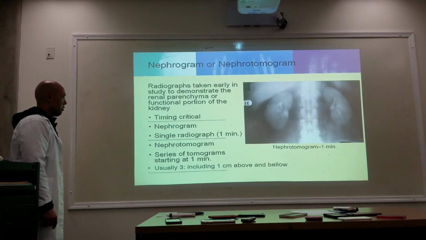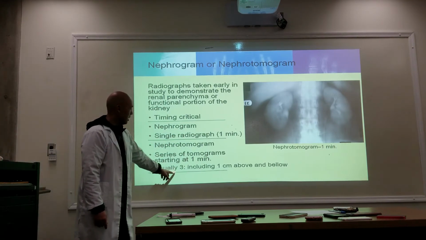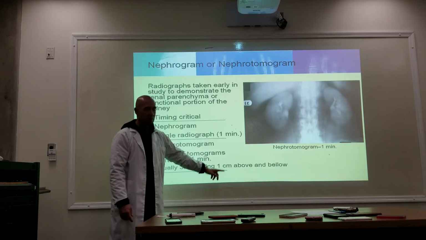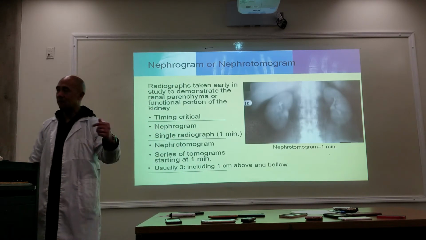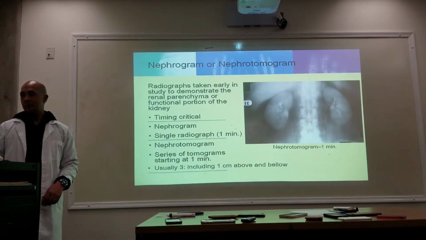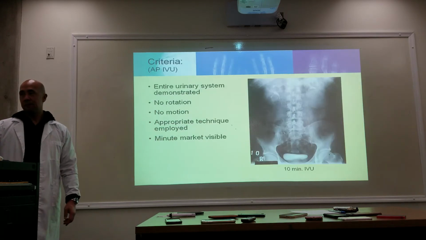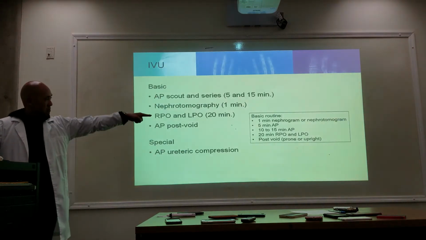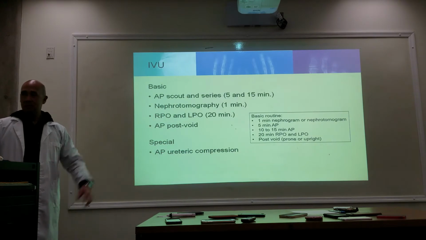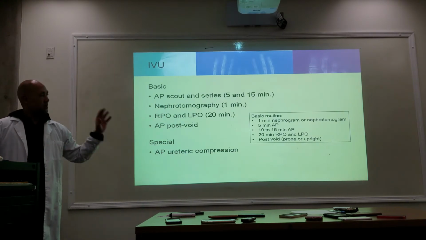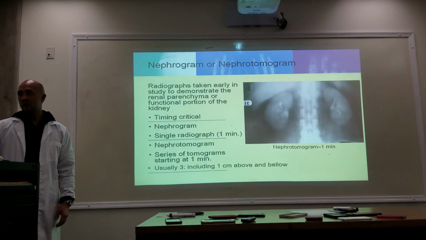Series of tomograms starting at 1 minute, and then again, you may do 1 centimeter below and 1 centimeter above and below that fulcrum. And then you do your routine right after that, which is your 5-minute AP. Then you do your 10 to 15-minute AP. Then you do your 20-minute obliques.